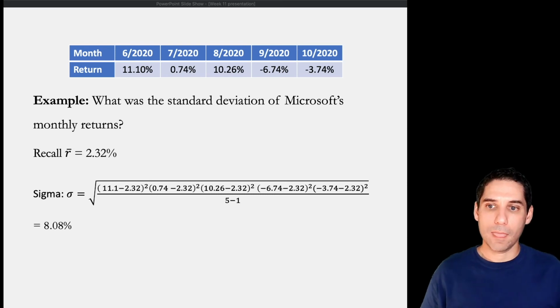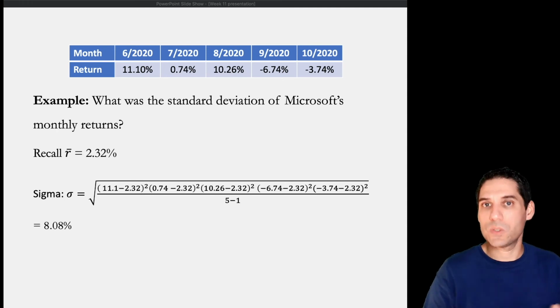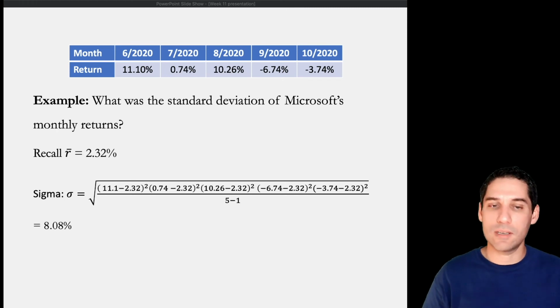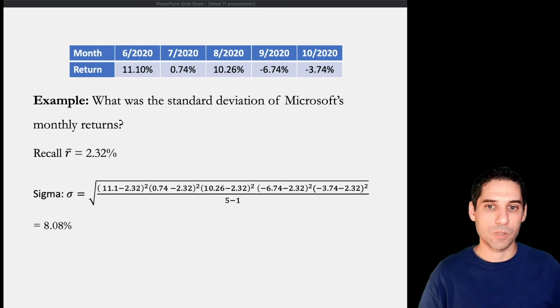So we have a mean of 2.32 and a standard deviation of 8.08. So now, is this a lot? We're going to be able to put this in context in the next video when we talk about the Sharpe ratio. Then we're going to compare the mean against the volatility, the standard deviation, and then we're going to have a better idea about that risk-return trade-off. So that's going to come.